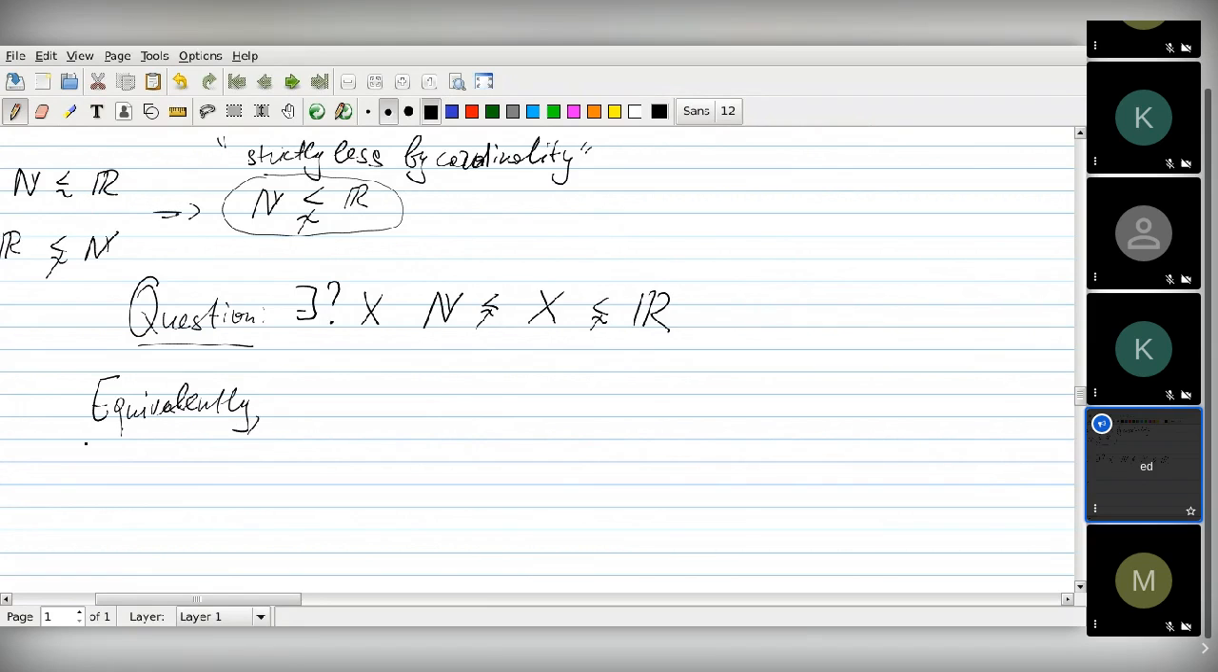Or an equivalent question. If X is somewhere in between N and R, does it follow from here that X is either equivalent to N or equivalent to R? Or is it possible for X to be somewhere in between? What do you think about that?